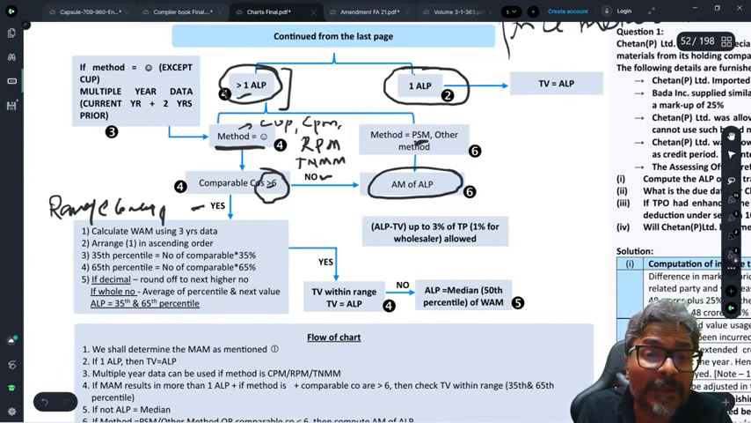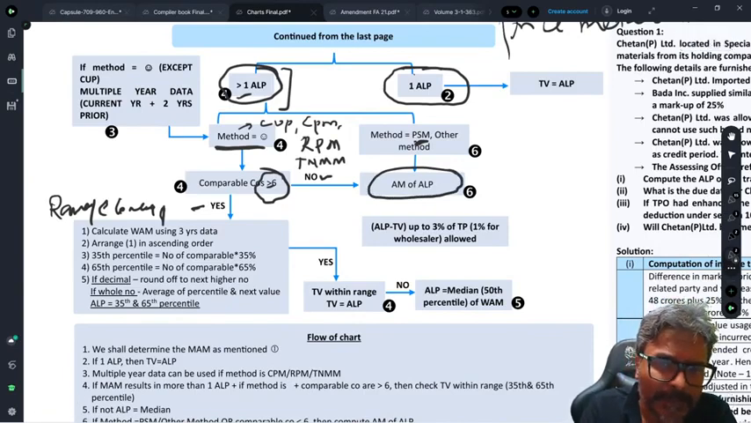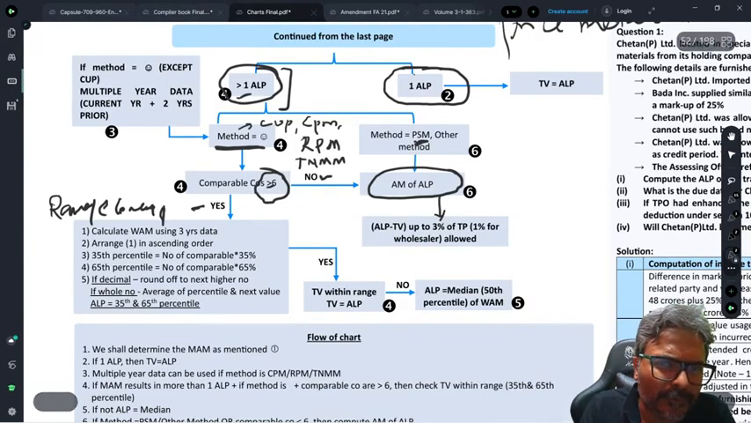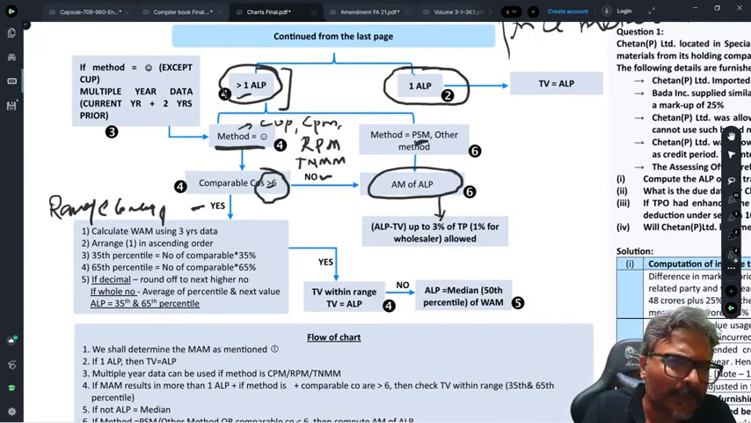AM is the arithmetic mean of the ALP. So the arithmetic mean of the ALP is what needs to be taken into account in this context. It's an average. You will do the average of the ALP. Now you have to see this point, students. Be careful. And what is this particular point?